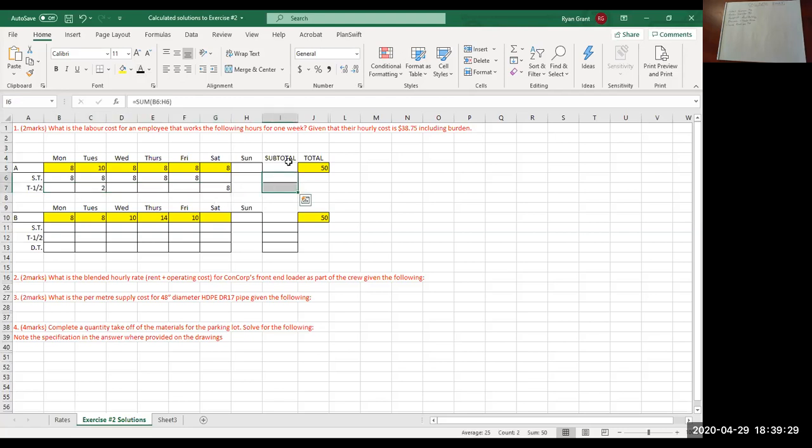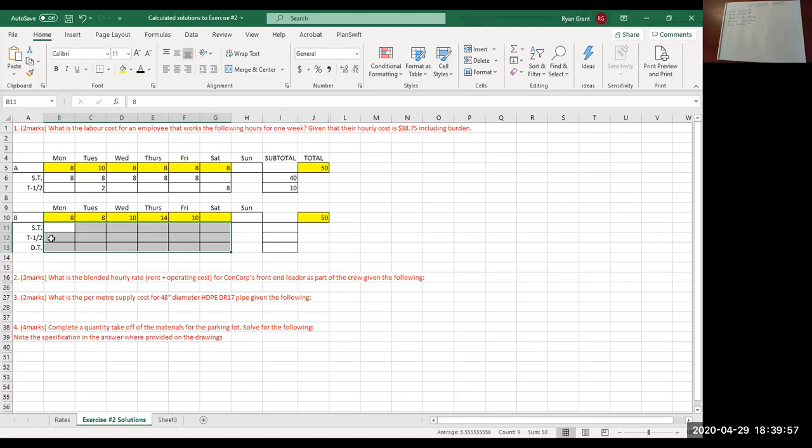So then the subtotal column subtotals all of those hours. So you have 40 straight time hours and 10 time and a half hours. Before I show the total dollar amounts, I'll do the hours breakdown for person B. I've got the calculation over here. I'll show that in just a moment.